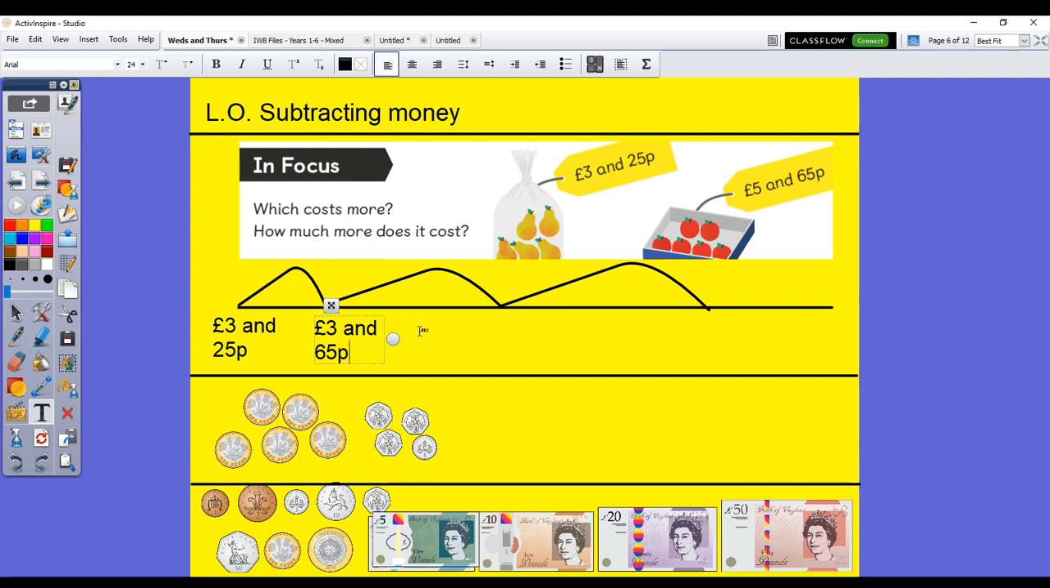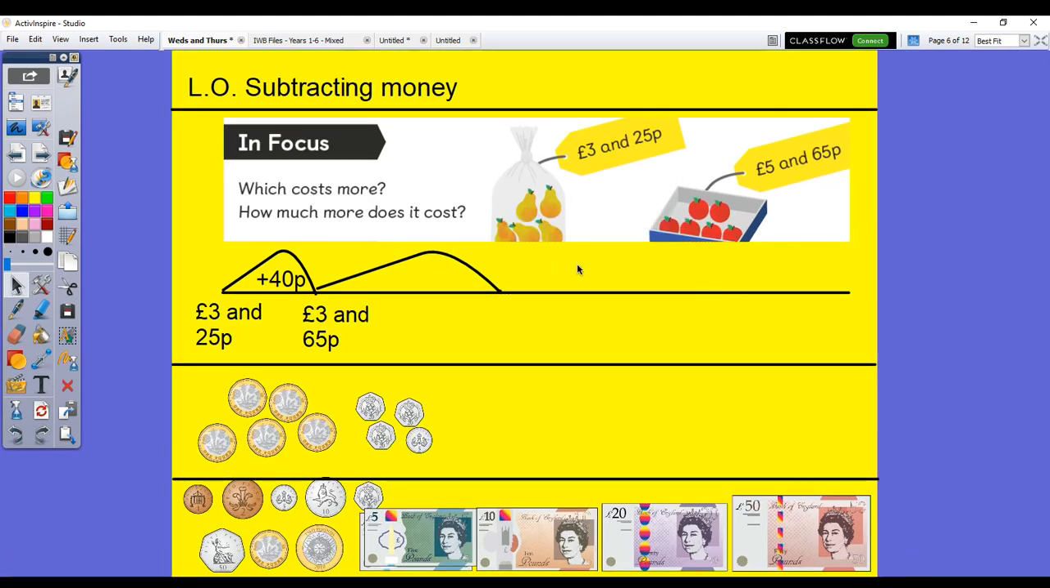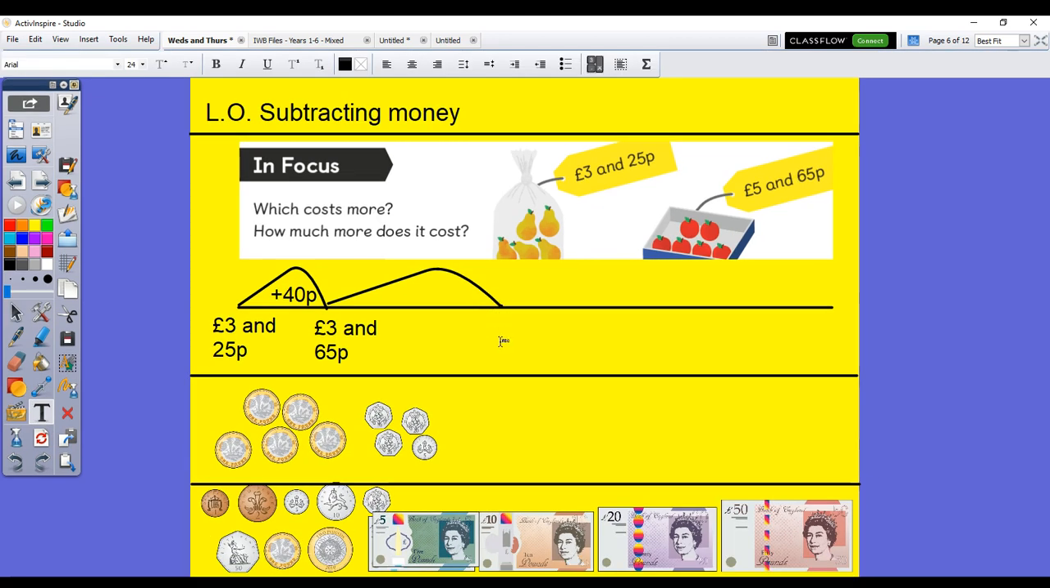Let's count with me. If we're on 25, get those piano fingers out. 25, count in tens. 35, 45, 55, 65. So that's going to add 40p more. We get to £3.65. We need to get to £5.65. If we're on £3.65, how many whole more pounds do we need? Let's count in pounds. £3.65, £4.65, £5.65. So that's going to be £2.